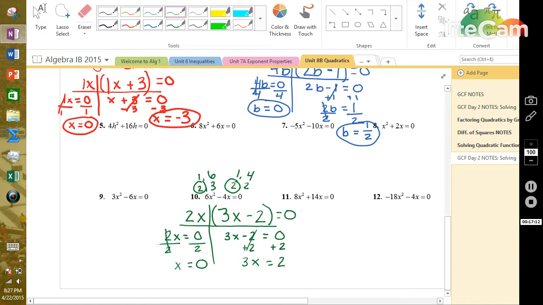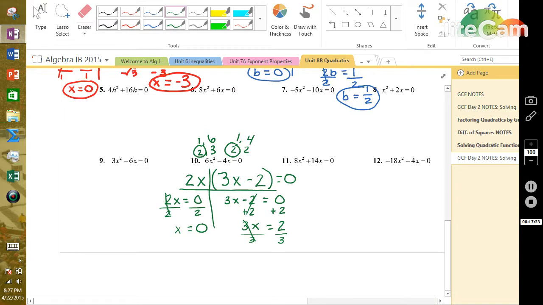Now the inverse of multiplying by 3 is dividing by 3. So 2 divided by 3, we're going to leave that as a fraction. I don't want a rounded decimal. So my solutions are x equals 0 and x equals 2/3.